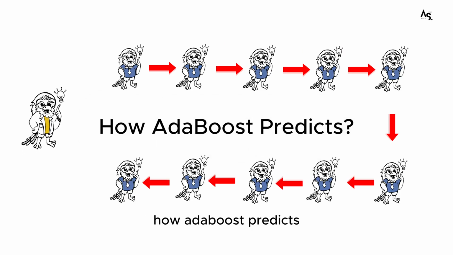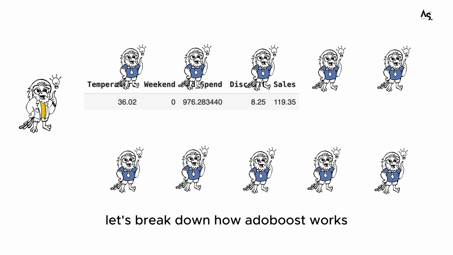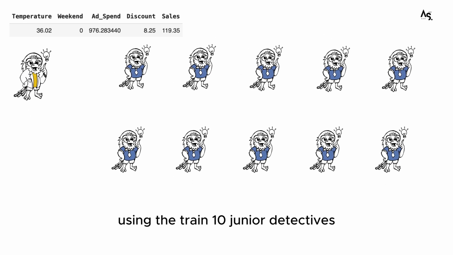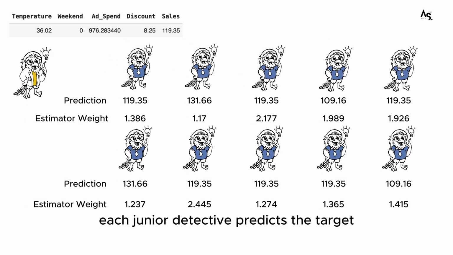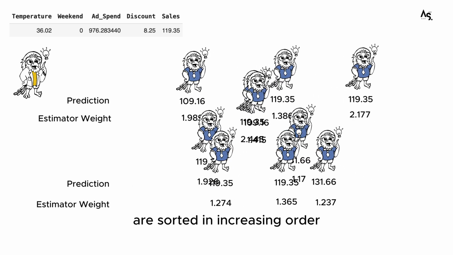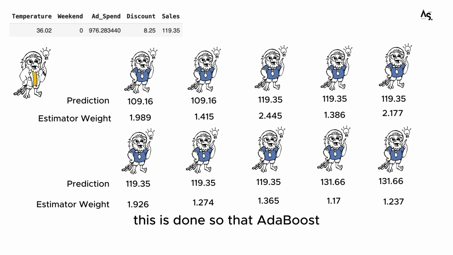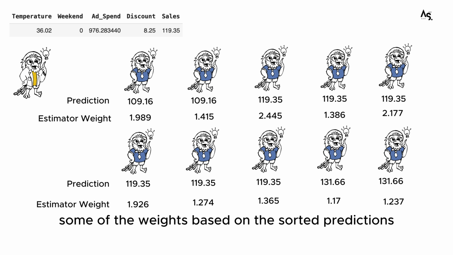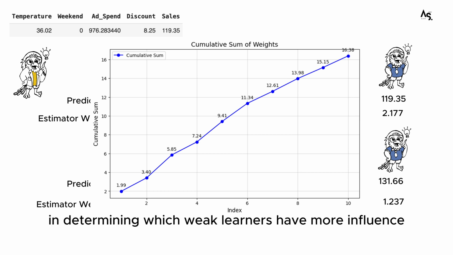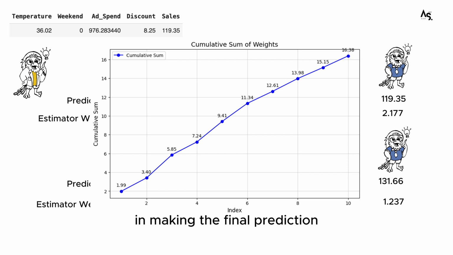How AdaBoost predicts. Let's break down how AdaBoost works when predicting the sales for the first data point using the trained 10 junior detectives. Each junior detective predicts the target. After that, the predictions from the different estimators are sorted in increasing order. This is done so that AdaBoost can later calculate the cumulative sum of the weights based on the sorted predictions. After sorting the predictions, AdaBoost calculates the cumulative sum of the estimator weights.